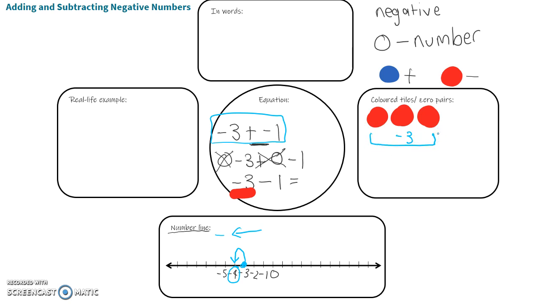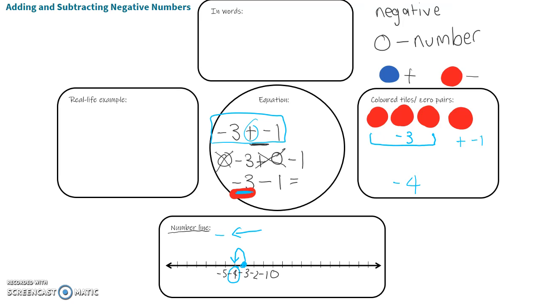Okay, and then we're adding a negative 1. So we can just add one more negative tile to represent that. So we're going plus -1. So in total then, we have 4 negative tiles. So the answer is -4. And that gives us the same thing as what the number line gave us. So that's what we're hoping for.